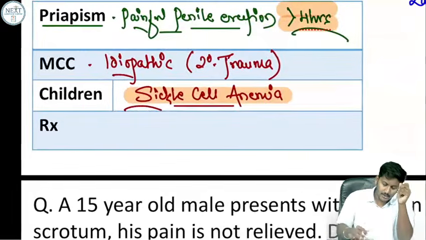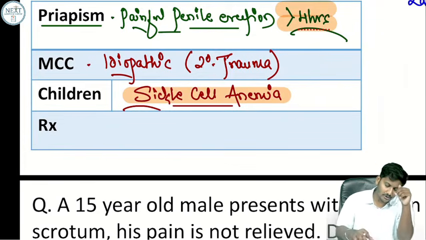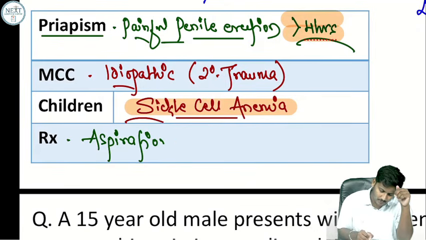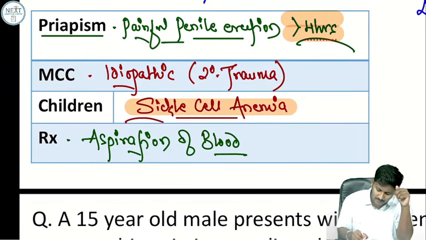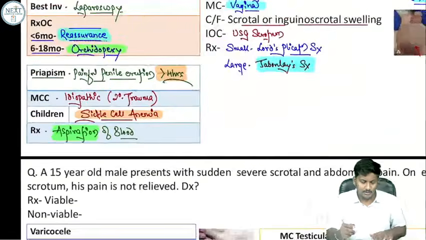Very good. If they ask about treatment, we know priapism and penile erection happens when there is more blood flow to the penis beta. So if you have to treat that, obviously you have to aspirate the blood from the penile vessels or from the corpora cavernosa beta. The aspiration of blood or removal of the blood has to be done from the penile vessels or the corpora cavernosa. That is going to be the treatment in a patient of priapism beta. That is what is important to be remembered.